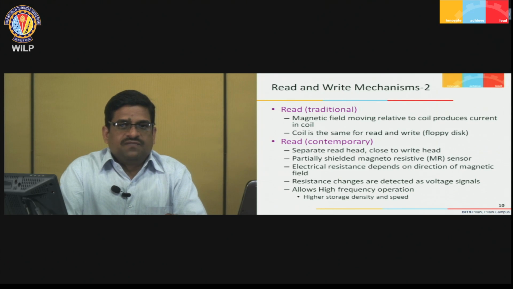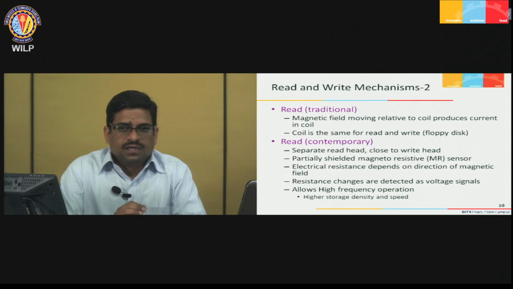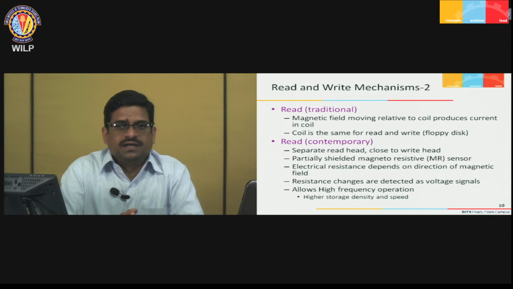This coil is the same for read and write. In the floppy disk, usually this head is a single one; the same head is used for reading as well as for writing. In the contemporary way, reading is done with a separate read head. So, there is a read head and a write head.